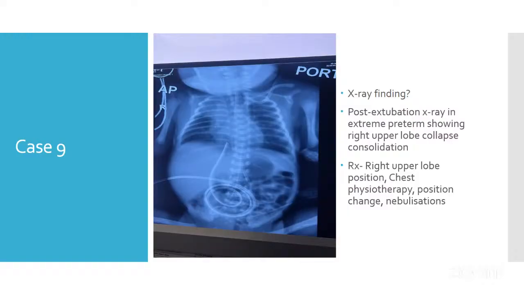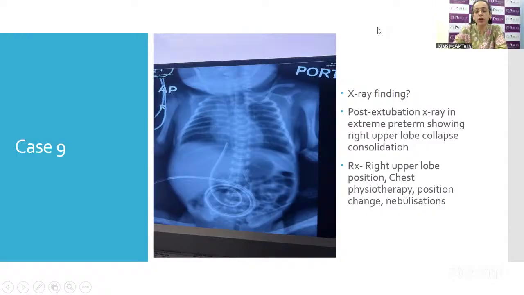So this happens because of the poor compliance of the lung. They tend to have collapse of the bronchi, thereby leading to collapse of the right upper lobe or any other lobes. So this can be resolved by giving proper chest physiotherapy and frequent position changes, along with the nebulizations which we give post extubation to prevent this kind of complication.